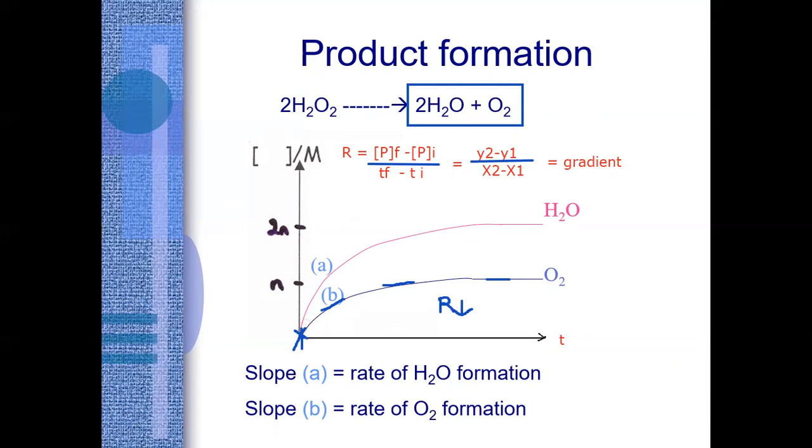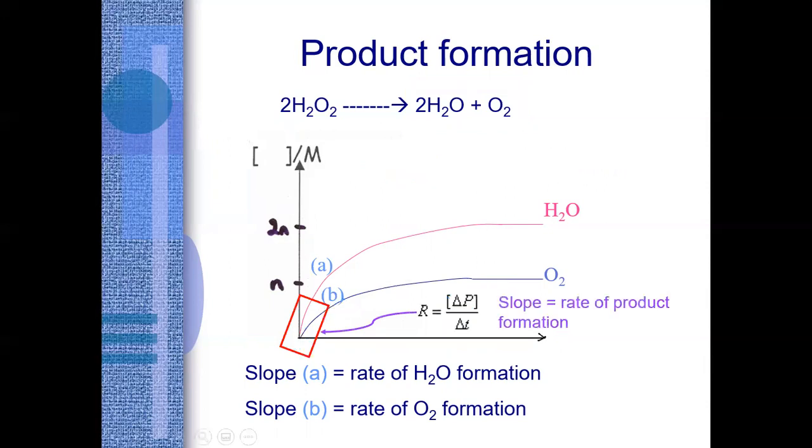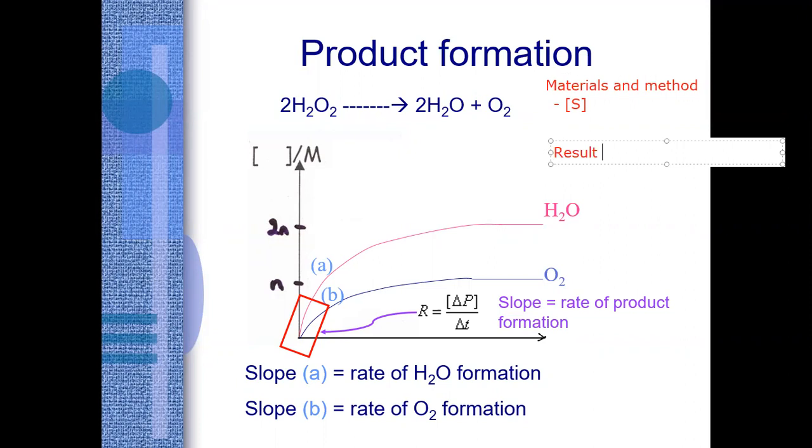The gradient I should take is the beginning. It must be the initial rate of reaction. So I must take it initial means at the start. Why is it at the start? It's because when you do an experiment, you always write a report, isn't it? And in the report, you will write materials and method. And in your method, you actually say that, okay, I'm going to use this concentration of substrate. So if I use this concentration of substrate, I will expect your result will tally with this concentration, right?